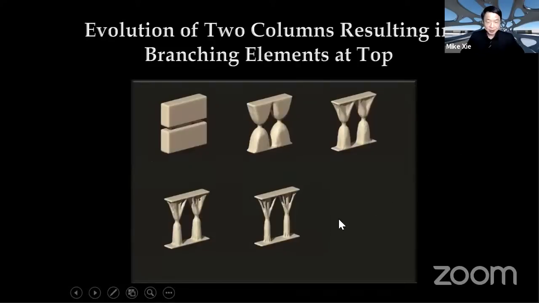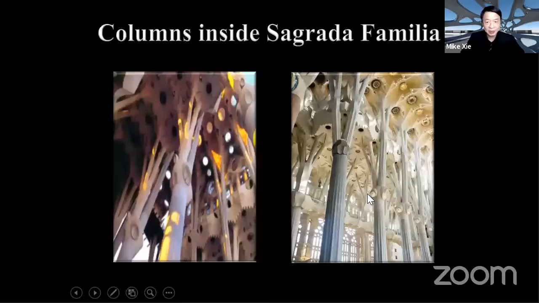In this 3D case, say if we want to design two columns on a flat surface, starting from this block, every time we remove the material with the highest tensile stress, and soon we will get two columns with branching components at the top. So these shapes are again very similar to what Gaudi designed for the internal major columns inside the basilica.